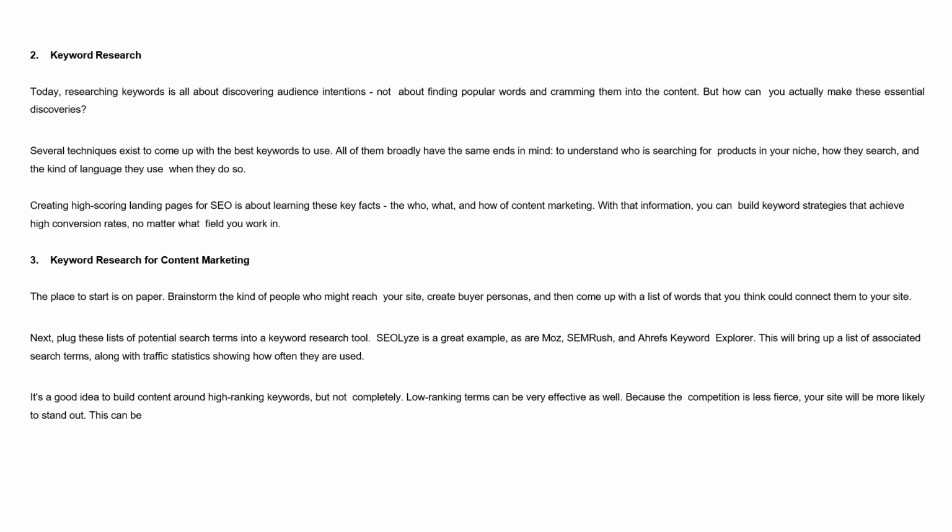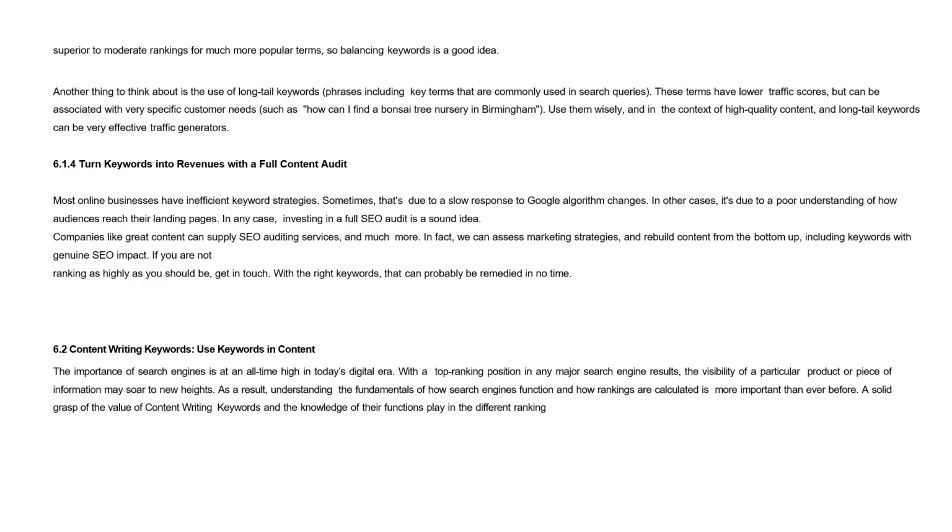It's a good idea to build content around high ranking keywords, but not completely. Low ranking terms can even be very effective as well. Because the competition is less fierce, your site will be more likely to stand out. This can be superior to moderate ranking, for more popular terms, so balancing keywords is a good idea. Another thing to think about is the use of long tail keyword phrases, including key terms that are commonly used in search queries. These terms have lower traffic scores but can be associated with very specific customer needs, such as how can I find a bonsai tree in a nursery in Brigham. Use them wisely and if the content is of high quality, long tail keywords can be very effective in generating traffic.